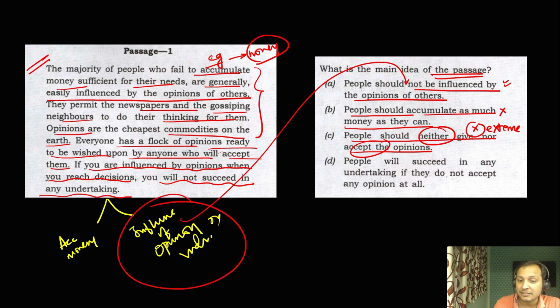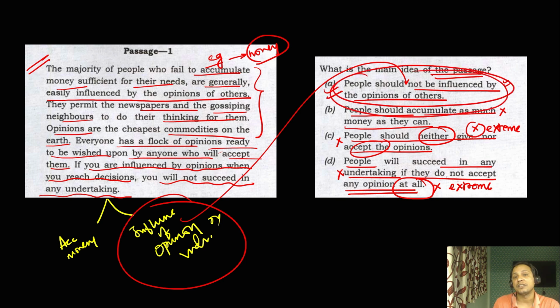Okay. The next sentence, you see, people will succeed in any undertaking if they do not accept any opinion at all. Again, you see extreme statement. At all is an extreme statement. So this option is also deleted. So we are left with only option A, which is people should not be influenced by opinions of others.